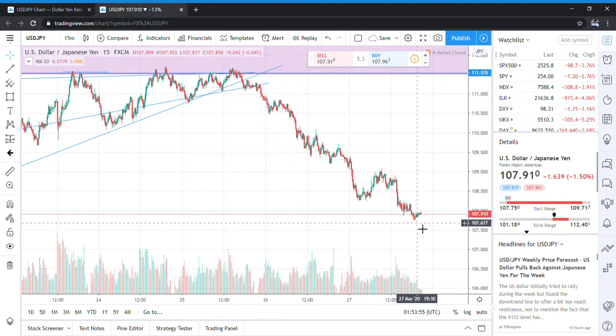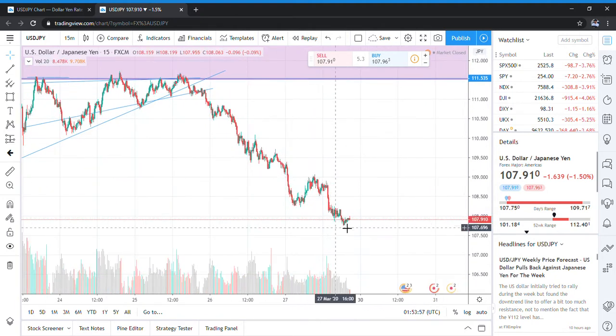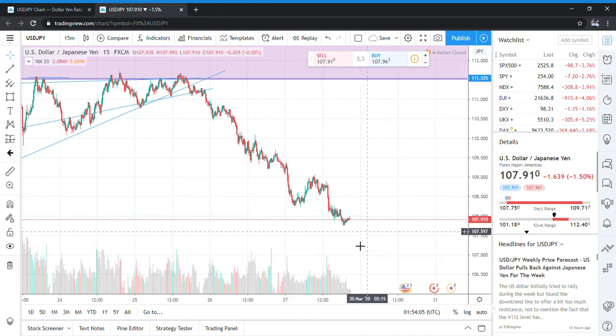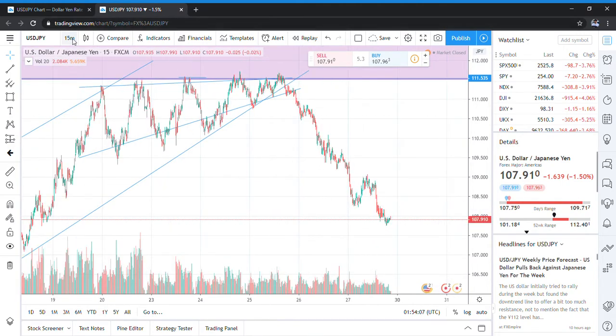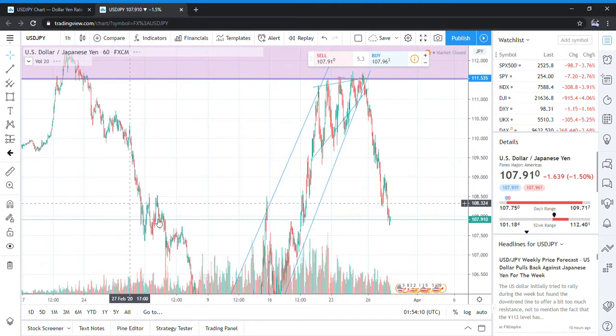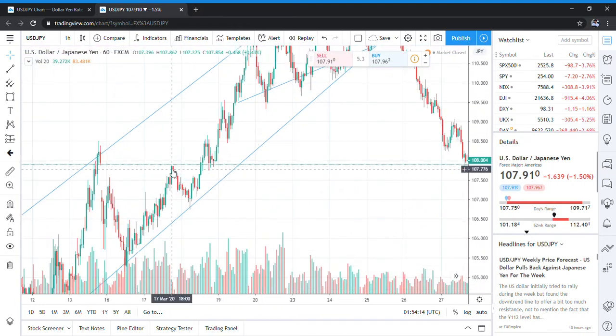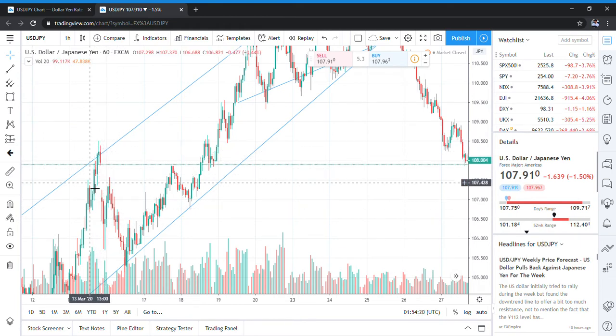But I don't know where the price will go next. I don't know what you guys think. Let me know in the comments. This is the USD JPY. If we take a look at the hourly, we've got some areas of resistance and support. This one up like that might just be a fake out.